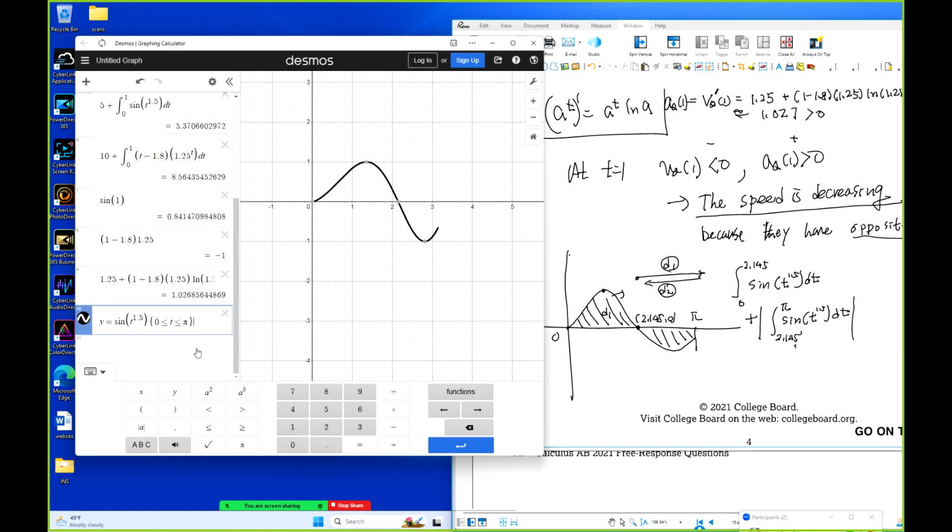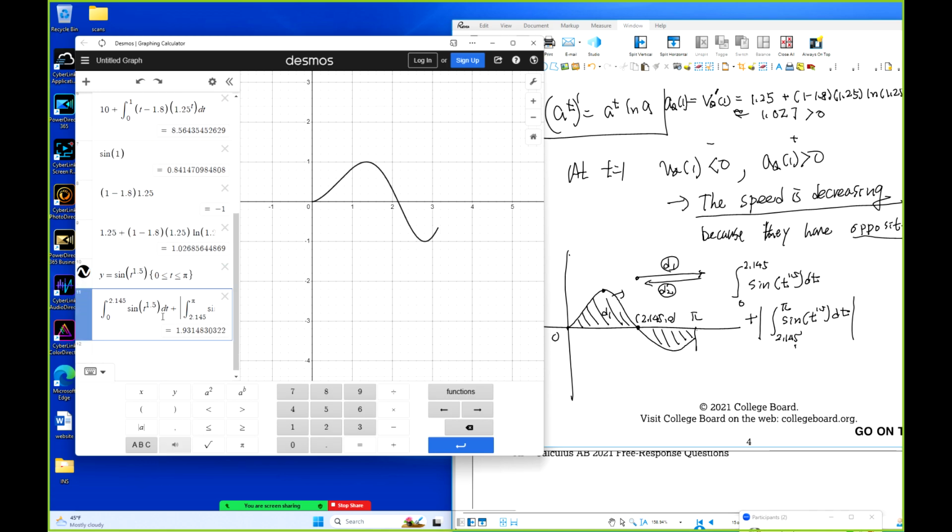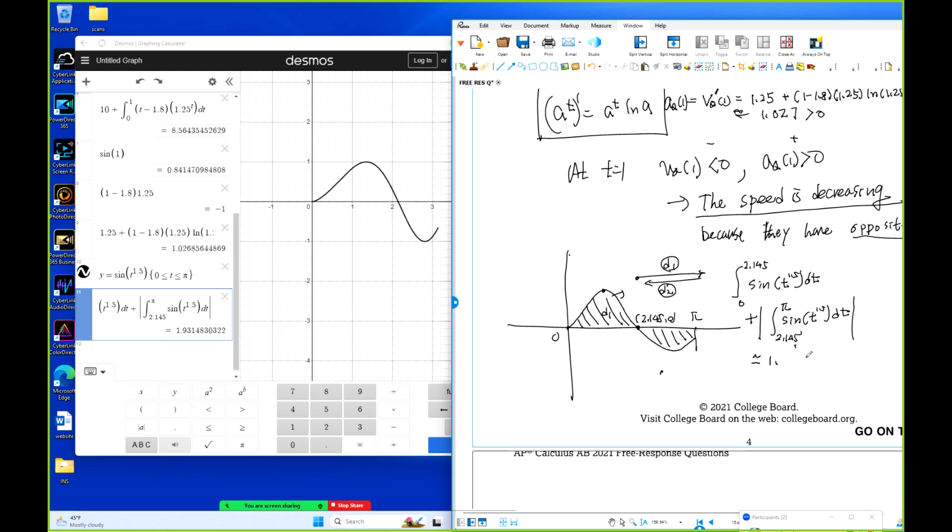So all together, total is 1.931. That is the total distance, equals 1.931. That is total travel distance. Are you okay with this? Let me check the answer.